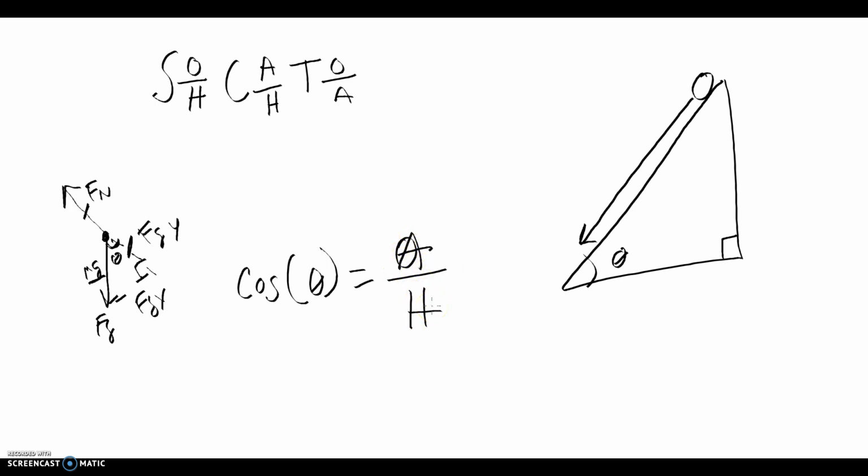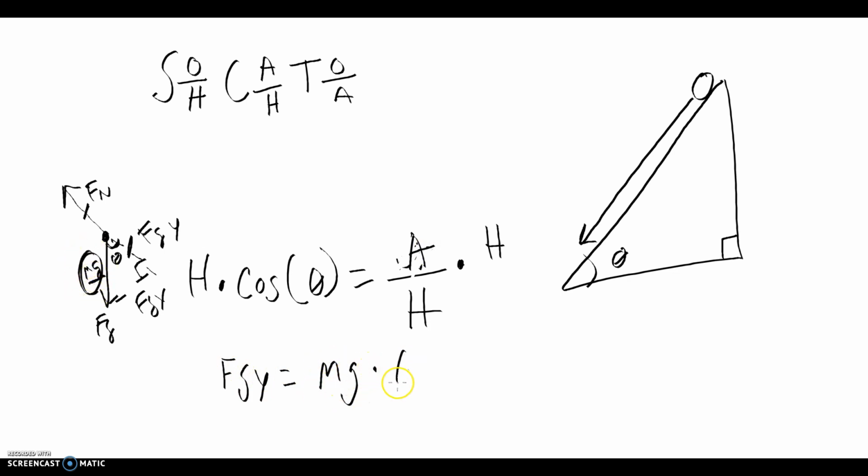And then if we just wanted to get the adjacent side, which is poorly written, all we would do is multiply by the hypotenuse, and we'd have the adjacent. And the good thing is, we have the hypotenuse. So we can also say that FGY, which would be our adjacent, is equal to mg, which is our hypotenuse right there, times the cosine of theta. So fairly easy to solve for that.